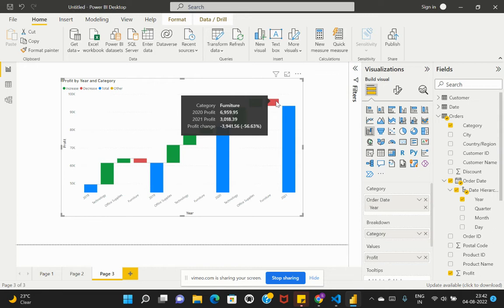Now let's come back to the actual visual, that is a waterfall chart. A waterfall chart is basically making use of the running total values.